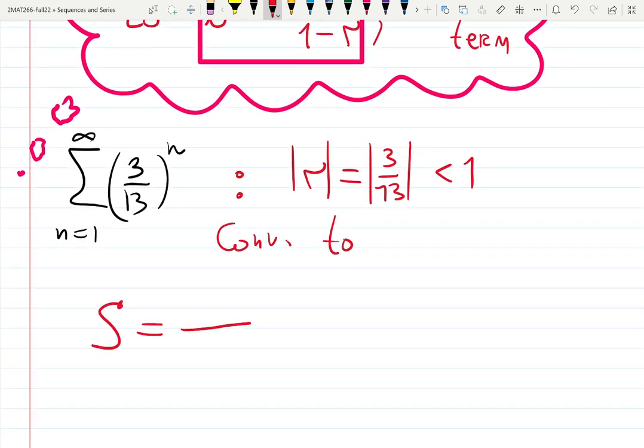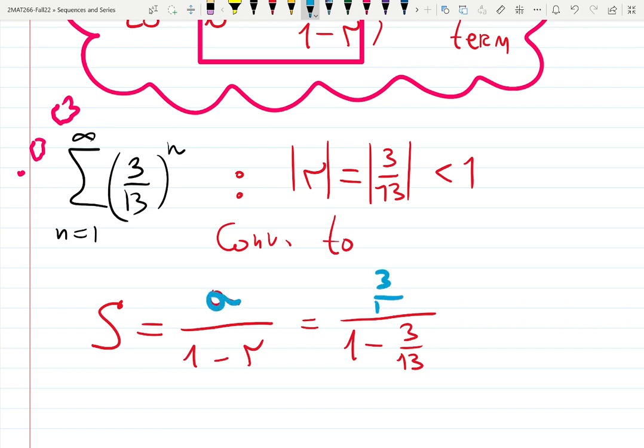S equals A over 1 minus R. 1 minus 3 over 13, that's what we just found. A is the first term. When you plug n equals 1, you get A. A is the first term, but when I plug n equals 1, it is 3 over 13. It's not always the same as R, so be careful with that. Simplify, and you get the answer. This is the first series. The first series is 3 over 10.